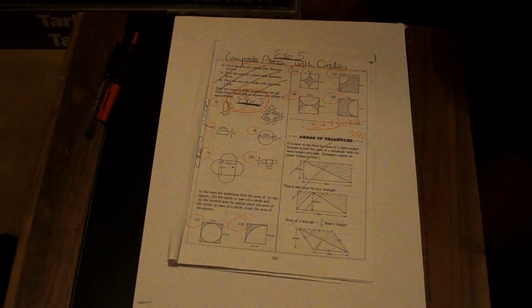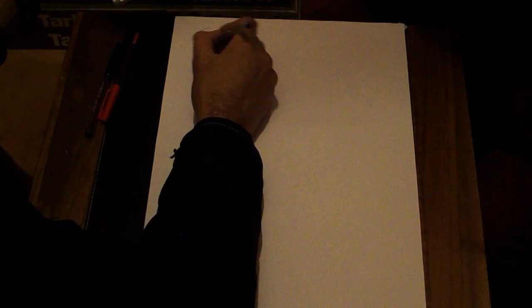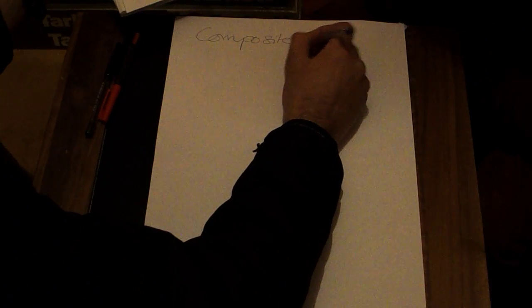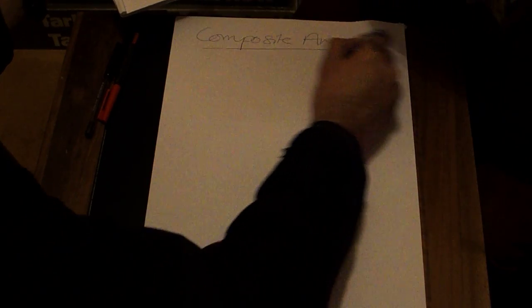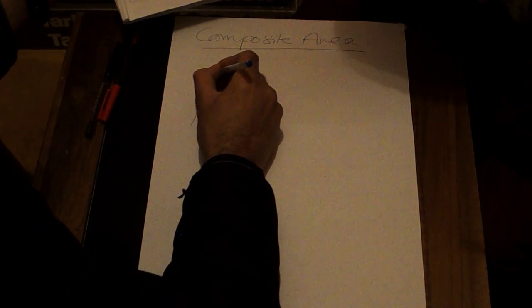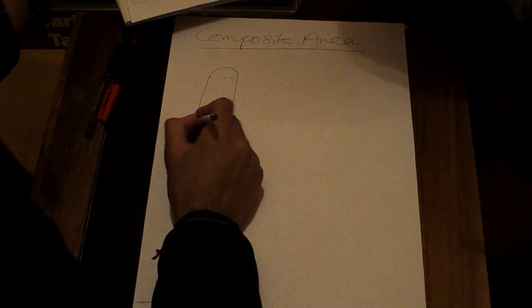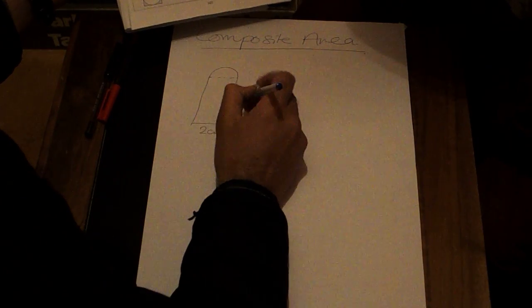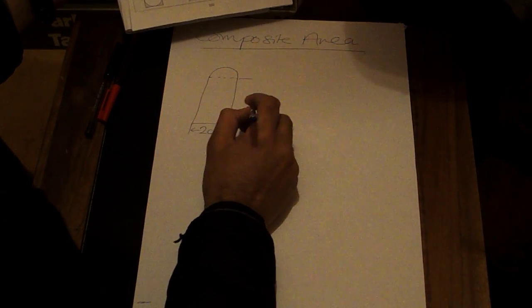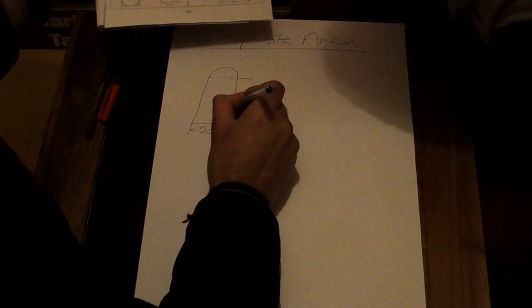Right, okay, right. So let's have a look at the first question over here, question number 5. I'm trying to write and make it as big as possible. So we're doing composite area. So I'm going to draw a nice big sketch of the first shape. So that's 2 centimeters. And this measurement here is 6 centimeters here.